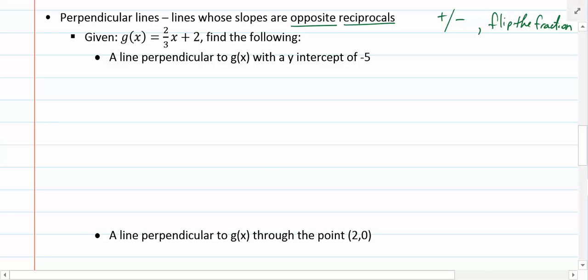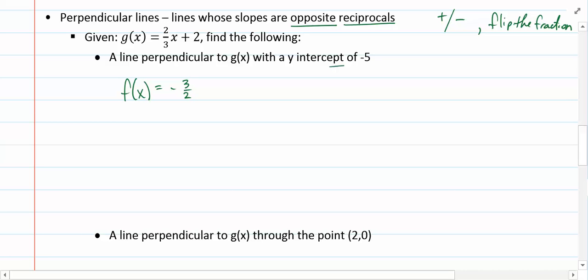If there's a fraction that represents our slope, we need to flip that over, and that's what would make it a reciprocal. So if we know that a particular function g of x is equal to 2/3 x plus 2, then the line perpendicular to it, let's call this one f of x, has to have a slope of -3/2. It's a negative sign because we originally started with a positive sign, so we're changing it. That makes it an opposite. And then a reciprocal means that we have to flip this fraction over.